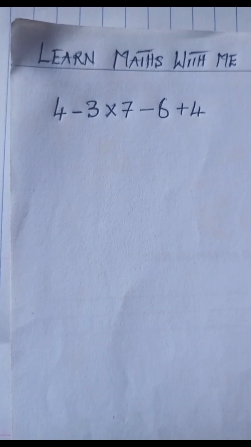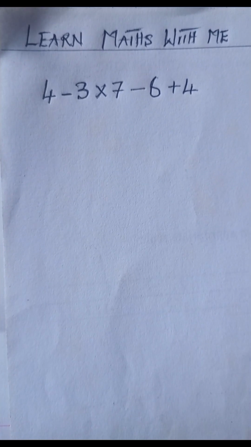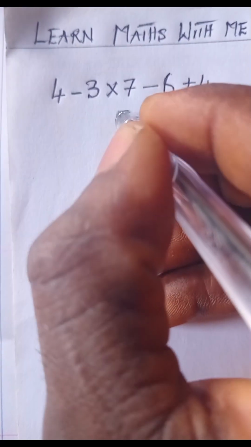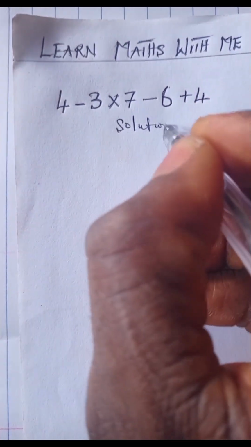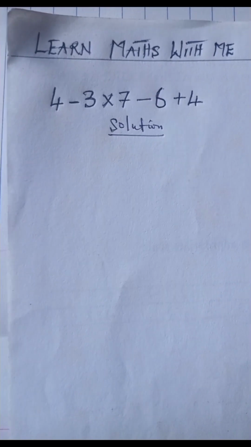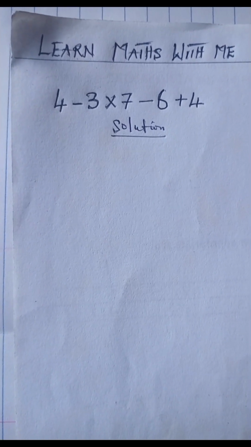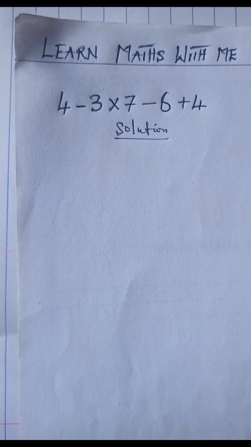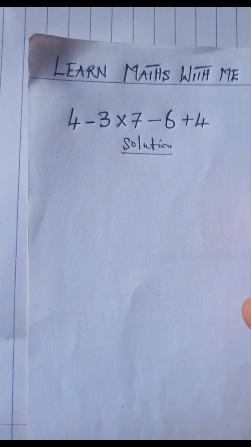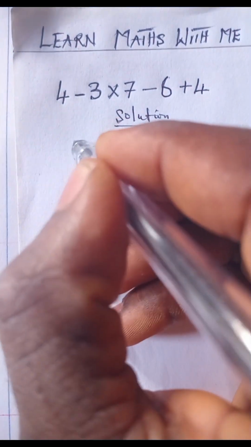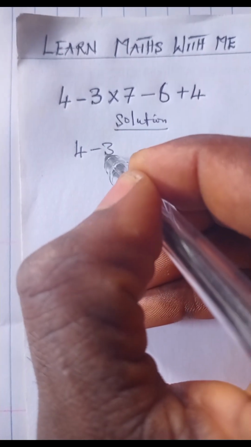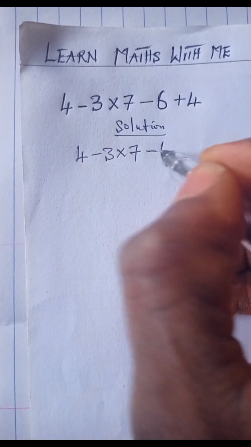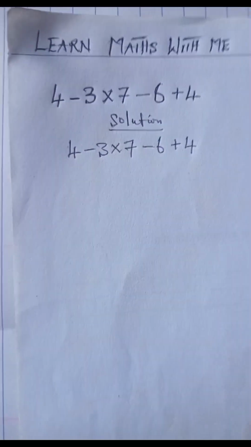If you have been following my videos, whenever I want to solve any question, the first thing to do is to write "Solution". After writing solution, it means you are now ready to solve the problem and provide the answer to the question. After writing solution, you will write the question again. So the question says 4 minus 3 times 7 minus 6 plus 4. So this is the question.